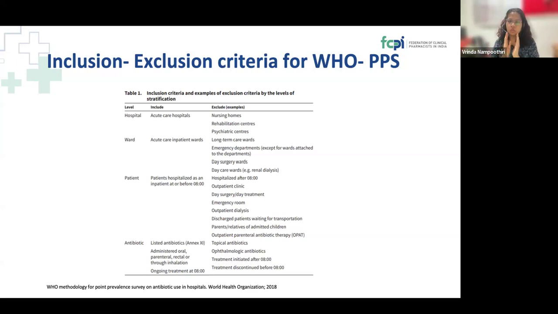And also, when you are doing the PPS, if you have set your PPS for 8 a.m. on a particular day, and the antibiotic has been stopped before 8 a.m. or it has been initiated after 8 a.m., it will not be included for that PPS. So when you set your timing at 8 a.m. on the day of PPS data collection, at 8 a.m., the antibiotic should be actively being given to the patient. So it should be an active prescription. Only then will it be included for your review.